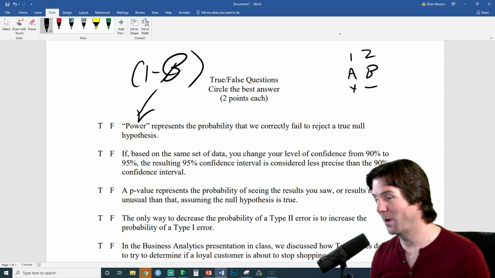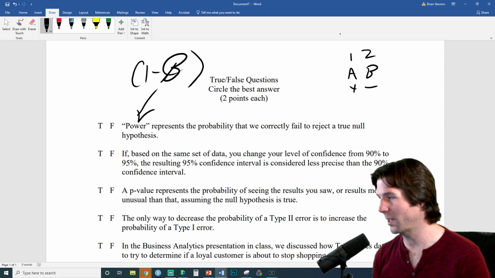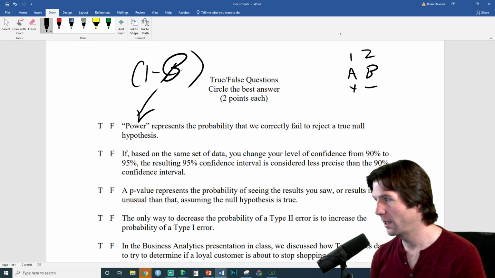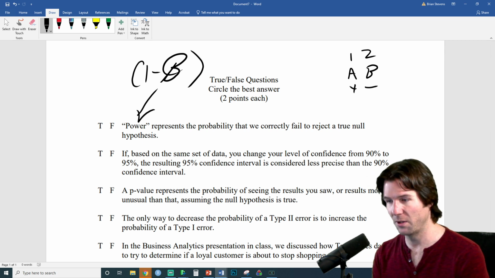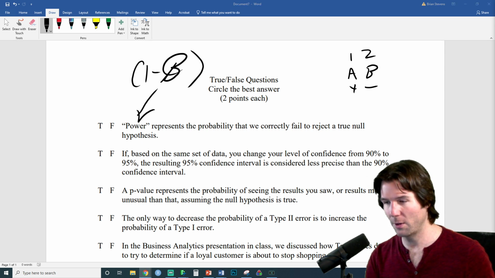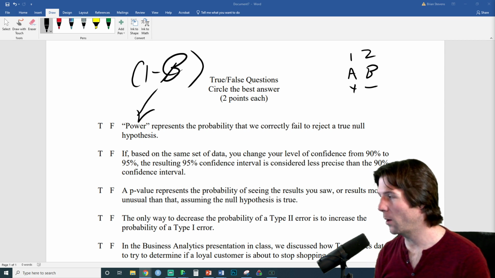So this might be something you just have to memorize, put it on a flashcard. Power is the ability to correctly reject the false null. Let me write that out here so everyone can see. I'll put it in the chat. So power is the ability to correctly reject the false null. Basically, power is being able to find results.